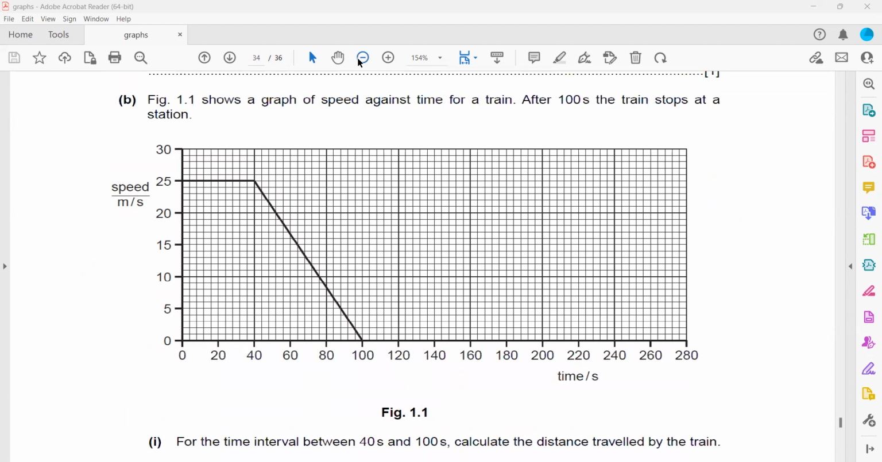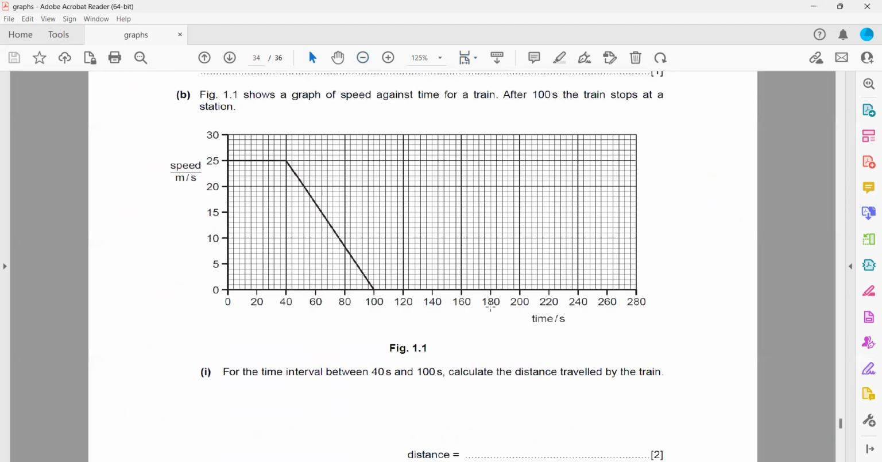Figure 1.1 shows a speed-time graph for a train. After 100 seconds, the train stops. For the time from 40 seconds to 100 seconds, calculate the distance traveled. From 40 to 100, what shape is it making? It is making a triangle. So we'll use the formula half base into height. The base is equal to 60, because from 40 to 100, and the height is 25. So this will be 750 meters, the distance traveled.